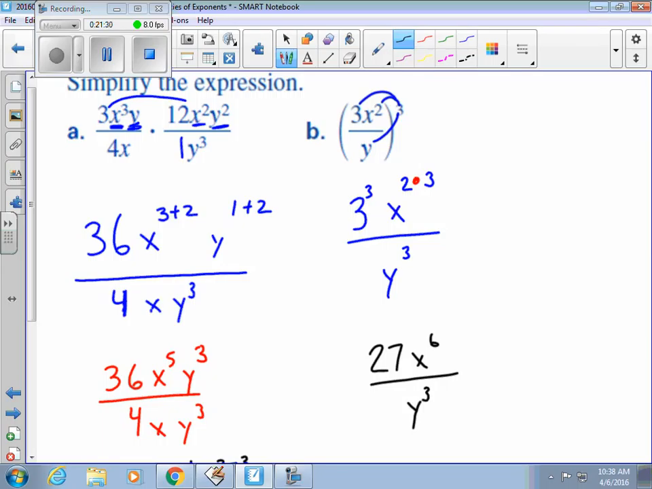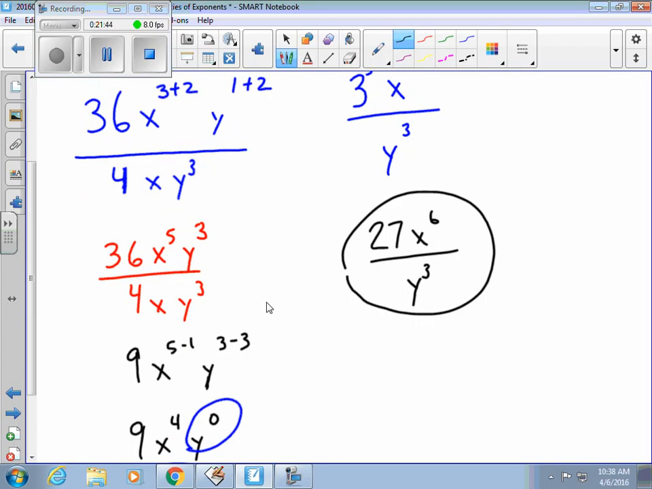There's nothing else we can do with this problem because 27 divided by 1 is going to stay the same. x to the 6th and y to the 3rd are not the same base, so you do not subtract 6 minus 3. 27, x to the 6th, over y to the 3rd is your solution.